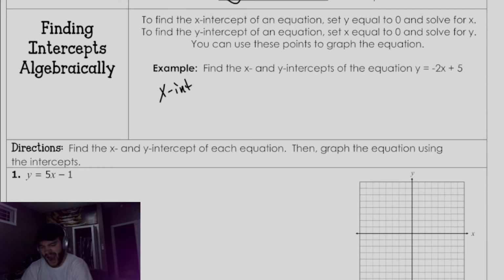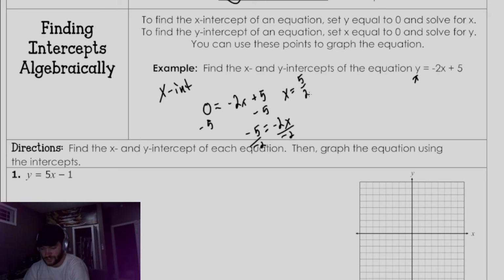So, plugging in 0 for y. Where there's a y, I'm going to plug in 0. So 0 equals negative 2x plus 5. I'm going to solve for x. Subtract 5, so I end up getting negative 5 equals negative 2x. Divide by negative 2, so x equals 5 over 2. That's my x-intercept.